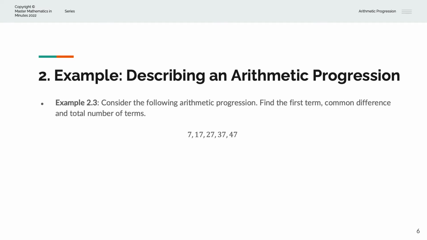So in the third example, we're asked to consider the following arithmetic progression: 7, 17, 27, and so on. The first term is 7 in this case. So we have u1 equals a equals 7. And because 7 plus 10 is 17, 17 plus 10 is 27, and so on, we have the common difference as d equals 10. And there are a total of 5 terms in this progression, and so n equals 5.